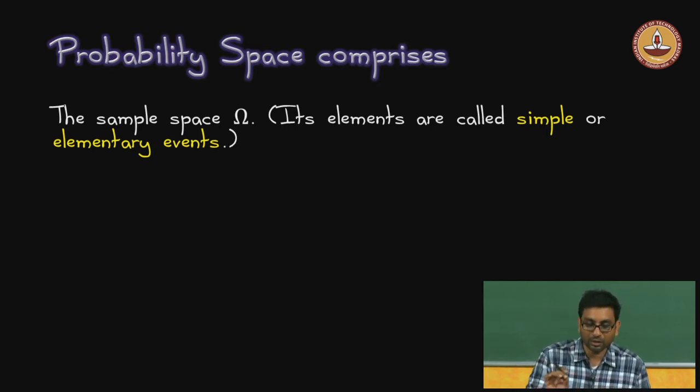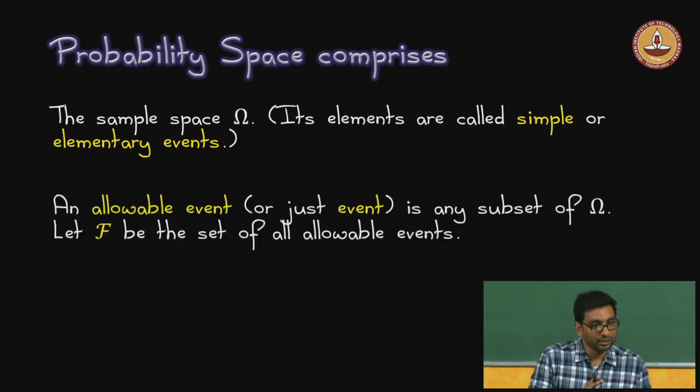The outcomes listed in the sample space are typically called simple or elementary events, but you can also define some more interesting events, allowable events, or just an event, which is basically any subset of this sample space. Let me give you a quick example before we move on.